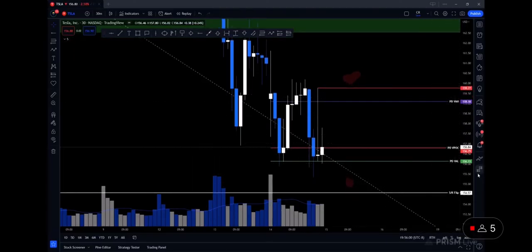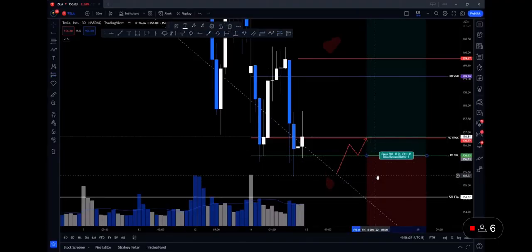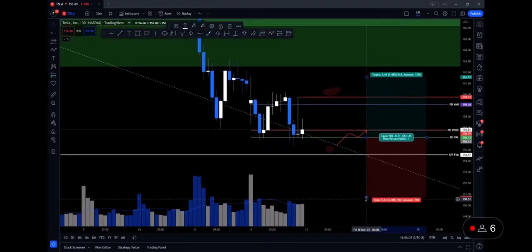This is what I was talking about earlier, you have to make sure there's enough meat on the bone for your trade. In this instance, if price comes back into value and we retest, there's not enough meat here for me to go long because my previous day value area low is at 156 and my VPOC is roughly 50 cents away from that. So there's not going to be enough meat on the bone for me to take this trade.